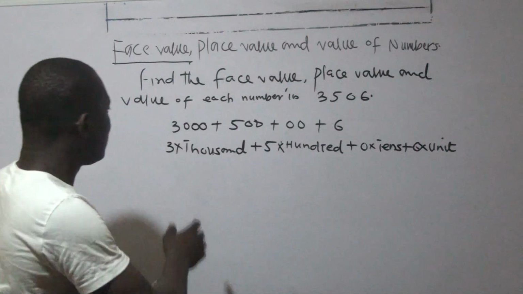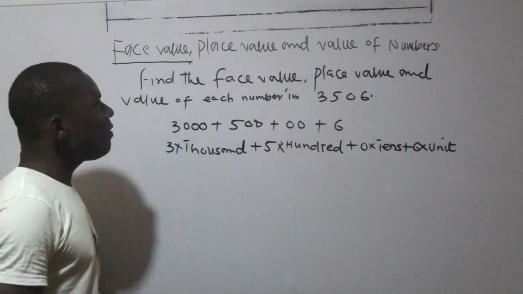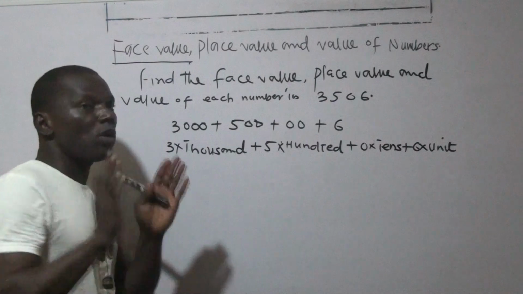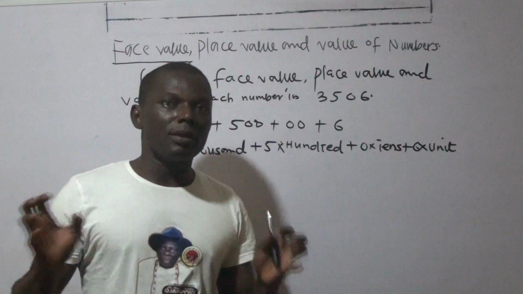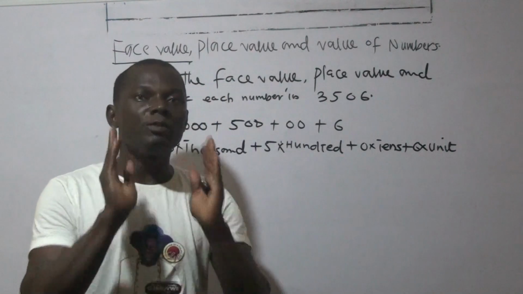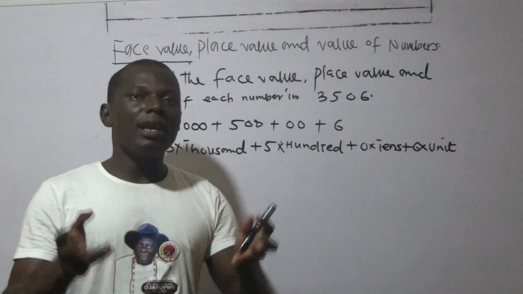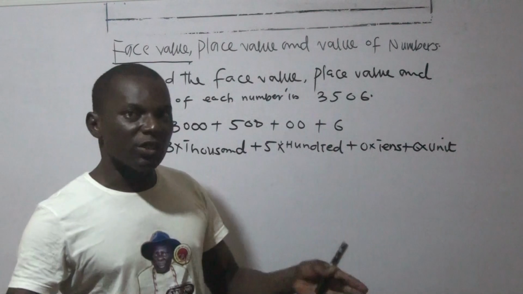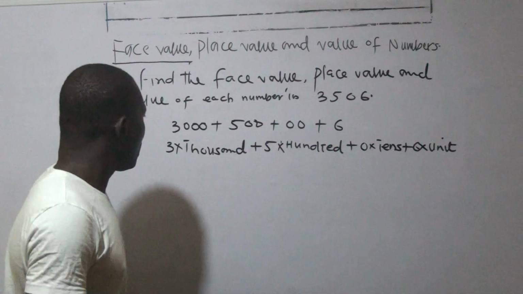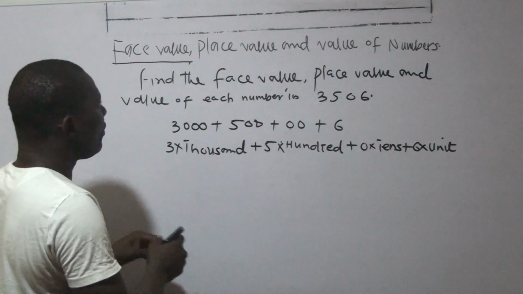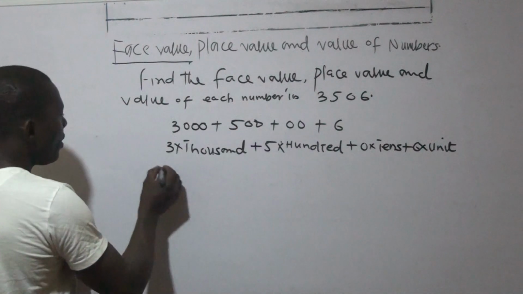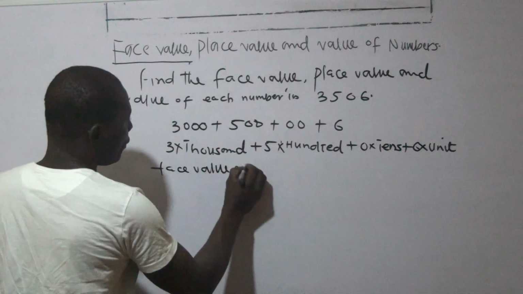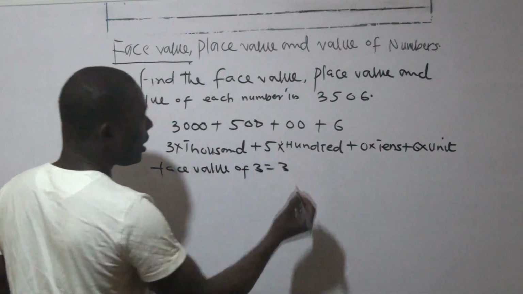So here, this is the face value. Now, if I'm talking about the place value, where is 3 standing? That is what you are asked to find. Just the position, that is the meaning of place value. Another name for place value is the digit position. So the face value of 3 is equal to 3.